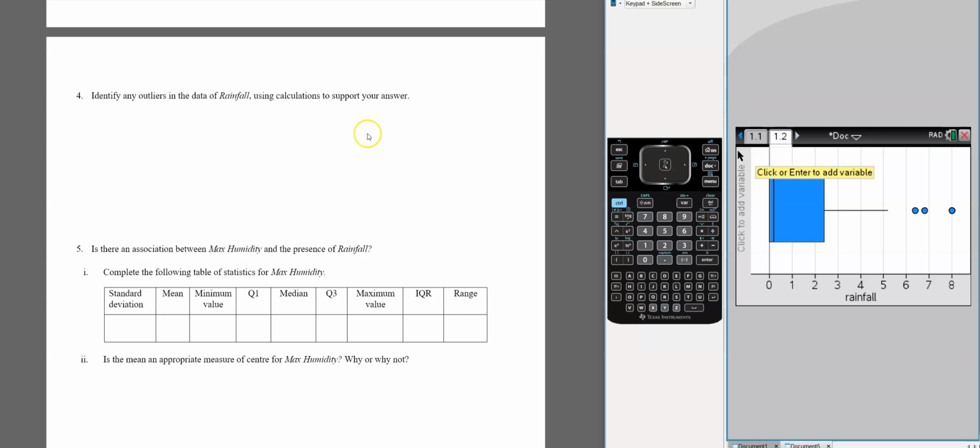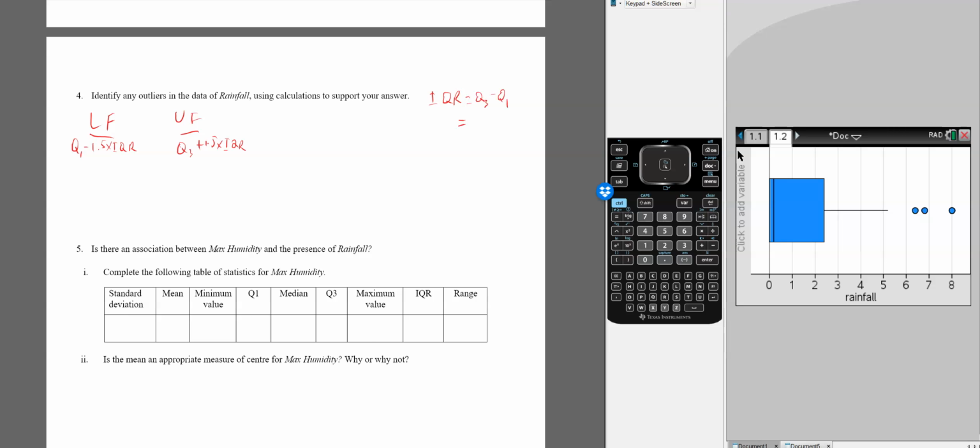It's all right there. So let's calculate this now by calculating the lower fence on the left, because that would make sense, and then also the upper fence. Okay, so the lower fence calculation is Q1 minus 1.5 times the IQR. And the upper fence is Q3 plus 1.5 times the IQR. And the IQR in this case is equal to Q3 minus Q1. And Q3, if we look at our data, is 2.4. And Q1 is 0. So the IQR is 2.4.